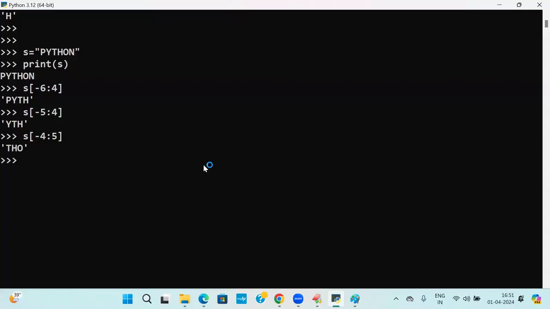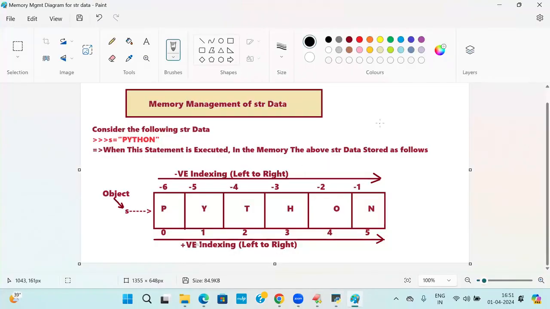Now I am going to write S of minus 6 colon minus 6 colon 3. Super. Now I am going to write S of minus 5 colon minus 5 colon 3. Extraordinary. Super. Now I'm going to ask you, let me prepare one complicated question.